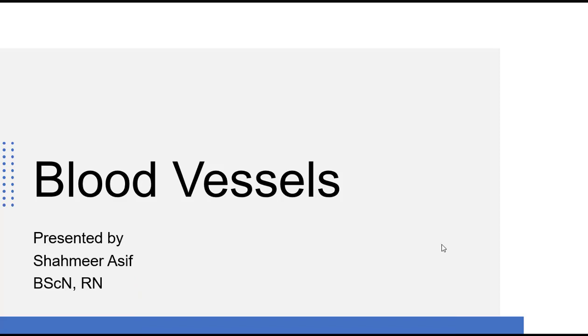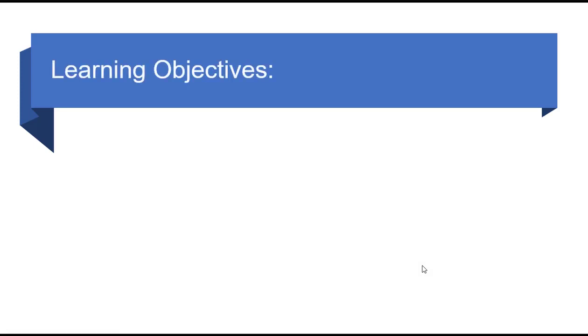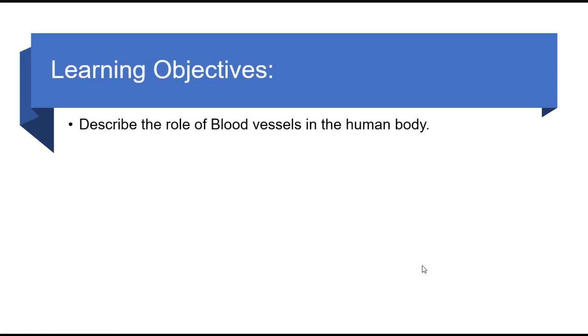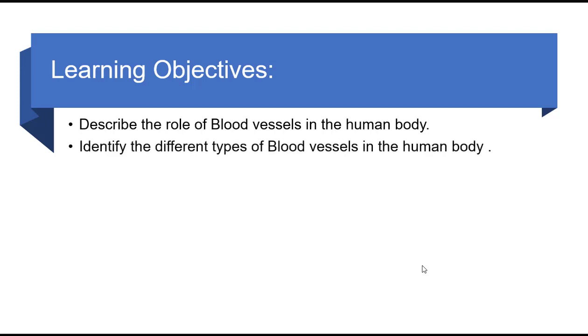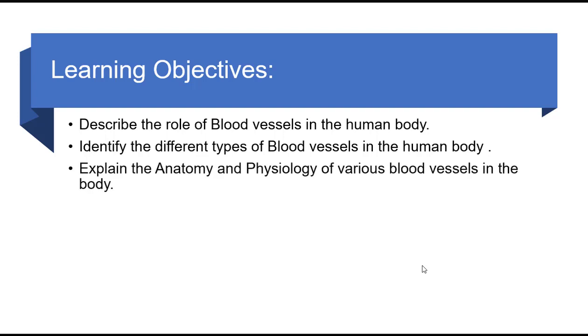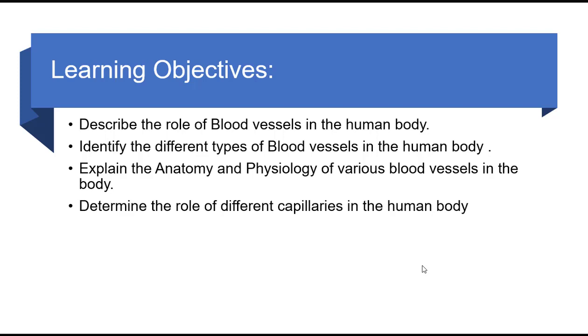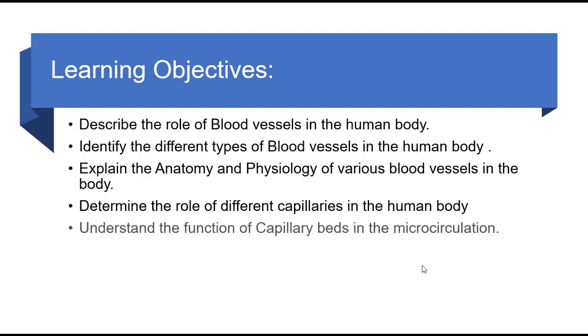So I'm going to start by talking about the learning goals or the learning objectives of this lecture, and we will just go through them one by one. First of all, I'm going to describe the role of blood vessels in the human body. I'm going to identify the different types of blood vessels in the human body, and I'm going to explain the anatomy and physiology of different blood vessels. We are also going to determine the role of different capillaries in the human body, and finally we are going to understand the function of capillary beds in the microcirculation. At the end of this lecture, you can come to this point of the video and see for yourself if you have learned all these objectives or not.